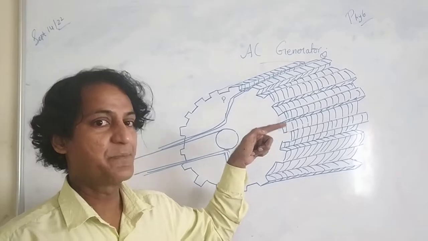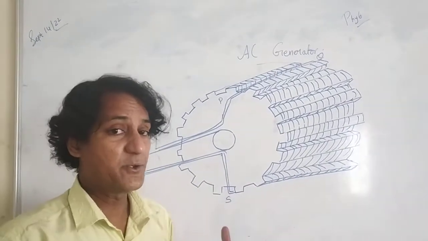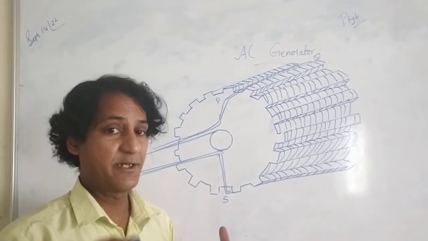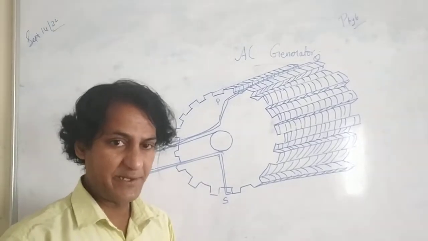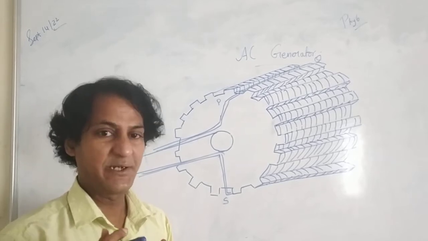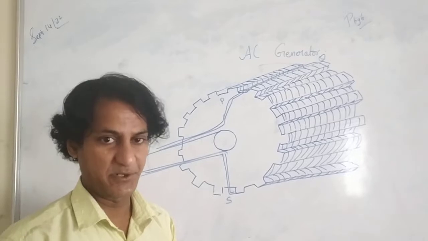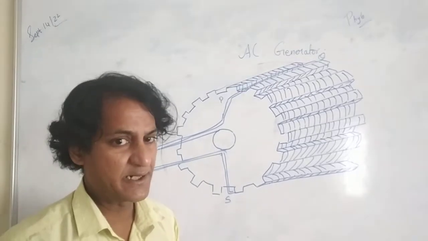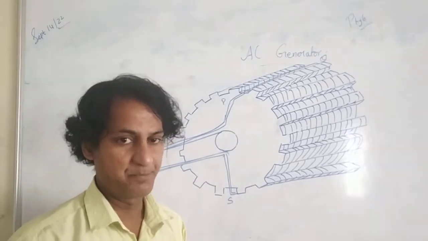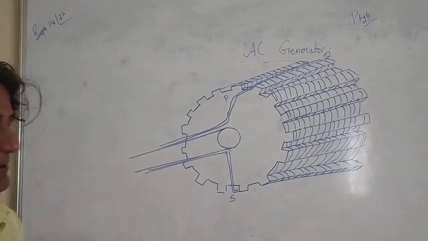So due to the flux linkage, what will happen? According to electromagnetic induction, what is the definition? Whenever there is a change in flux linked with each turn of the coil of a conductor, an EMF is induced. That EMF is called the induced EMF, and that current is called the induced current, right? So that will be produced.